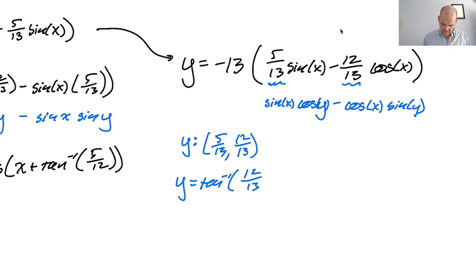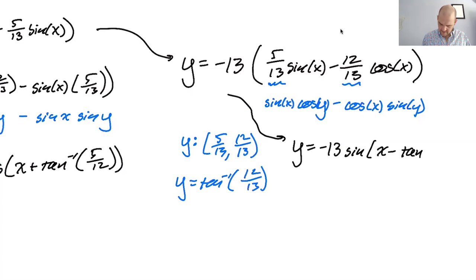So what we're trying to do is make sure that the angle always comes from the first quadrant. That's basically what we do when we make our choice of a formula. And so here, I'm saying y is equal to negative 13, and then it's sine cosine minus cosine sine, so sine of x minus y, which is tan inverse of 12/13.